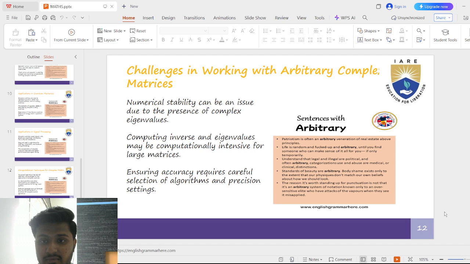Challenges in working with arbitrary complex matrices. When a matrix has complex eigenvalues, calculations can be tricky and small errors can grow, causing instability. Finding the inverse or eigenvalues of large matrices takes a lot of computing power. To get accurate results, you need to choose the right methods and use enough numerical precision.